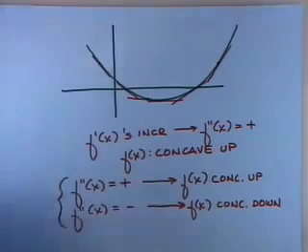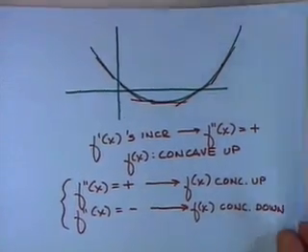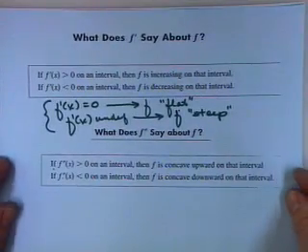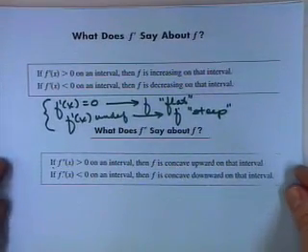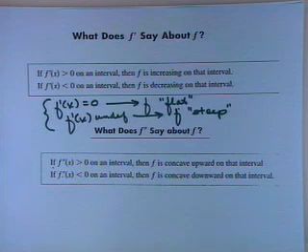Back to my original sheet. Second part of this, what does f double prime say about f? If you just wrote down what I had up there, you don't have to write it down again, because here it is again. If the second derivative is positive, the function is concave up on that interval. If the second derivative is negative, the function is concave down on that interval.